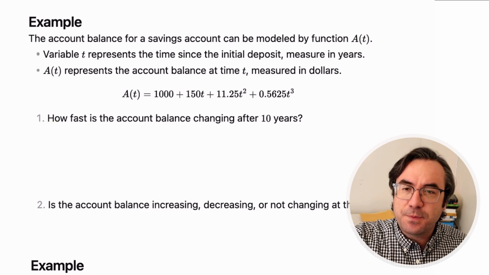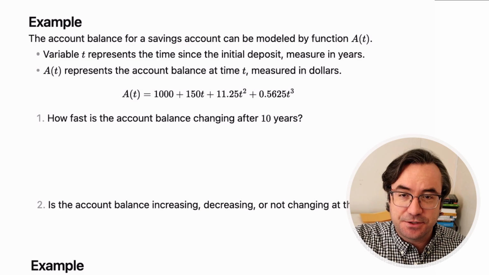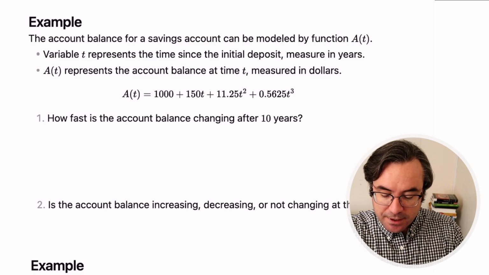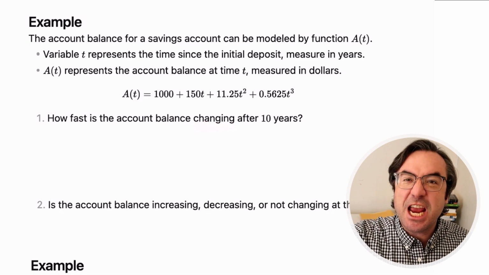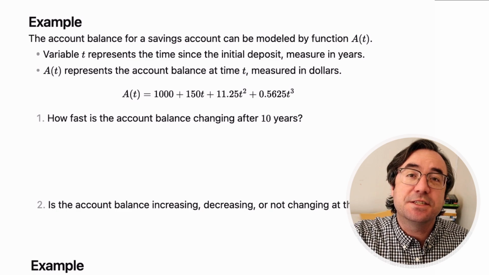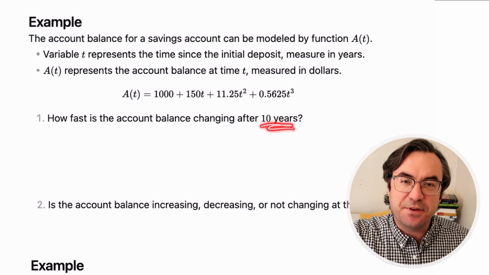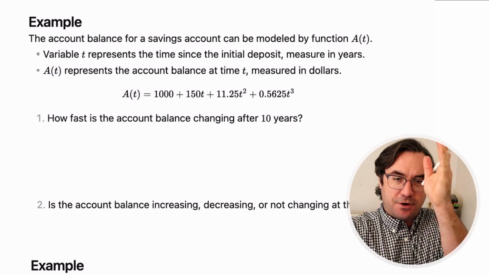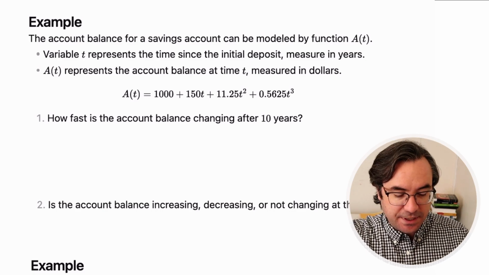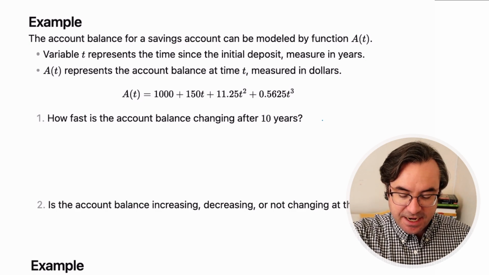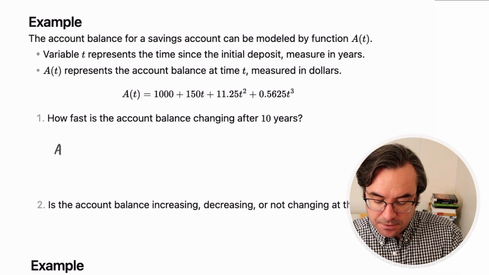We want to know, first part of this, how fast is the account balance changing after 10 years? So when we see wording like this, how fast and changing, we should be thinking instantaneous rate of change. And we're looking at one specific moment in time at the 10-year mark. So this is really asking us for an instantaneous rate of change, so we're going to calculate, first of all, the derivative.